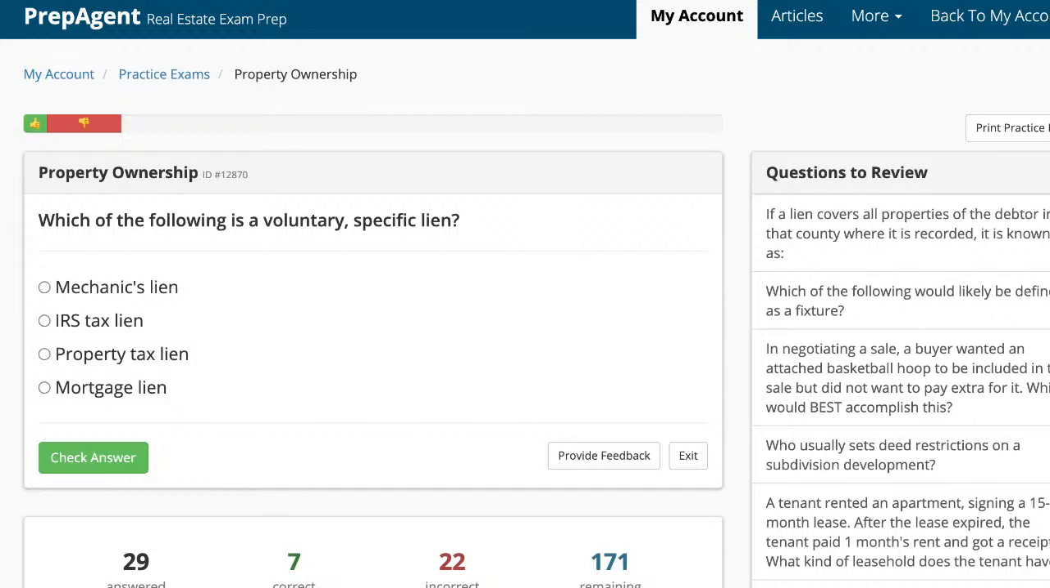All right, so a fixture is the MARIA test, and MARIA stands for what? What does MARIA stand for? Method, adaptability, relationship, intention, and agreement.